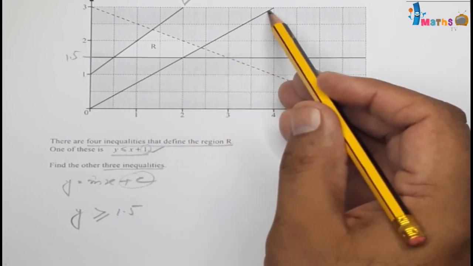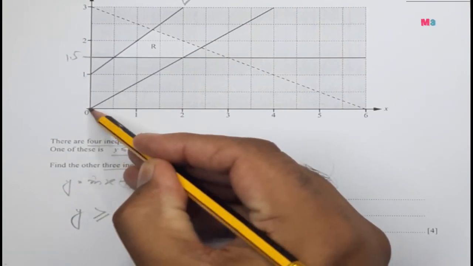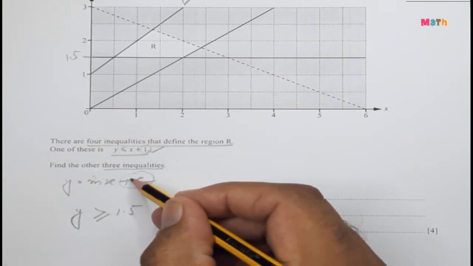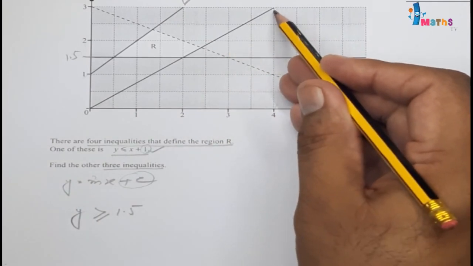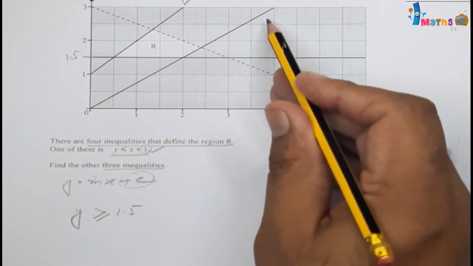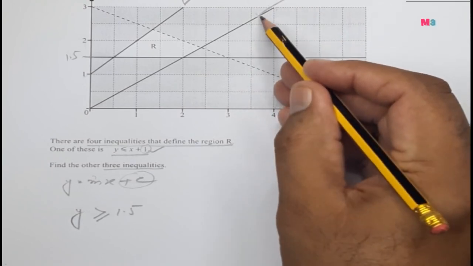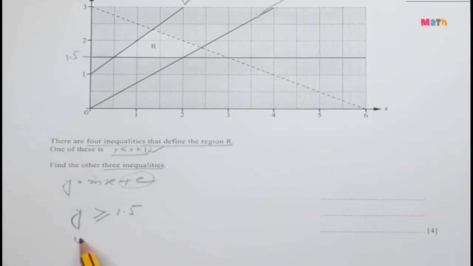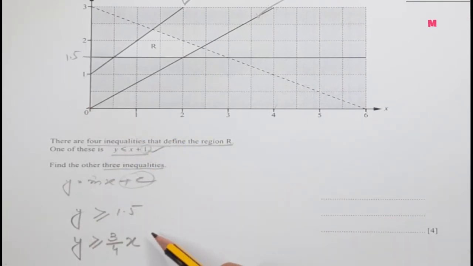The second line: for this one, we can find the slope of this line. The y-intercept is 0, so the c value will be 0, and the slope will be rise, which is 3, and run, which is 4. So for this line the slope will be 3 by 4. So we can write the equation y is greater than or equal to 3 by 4 x plus 0, because this is passing through the origin, so no need to write plus 0. So we got the 1st and 2nd equations.